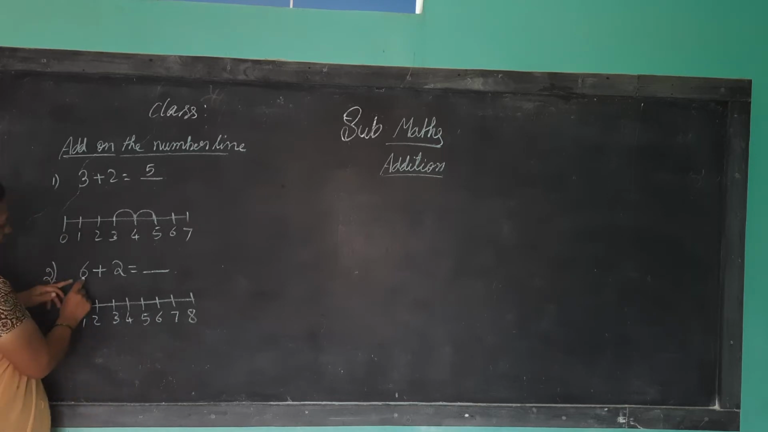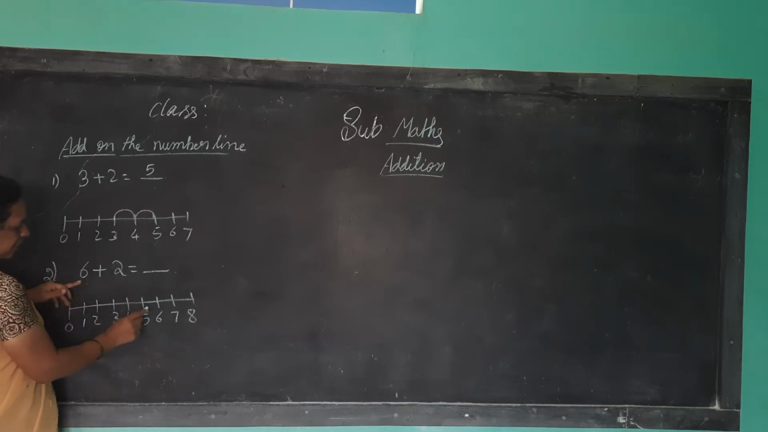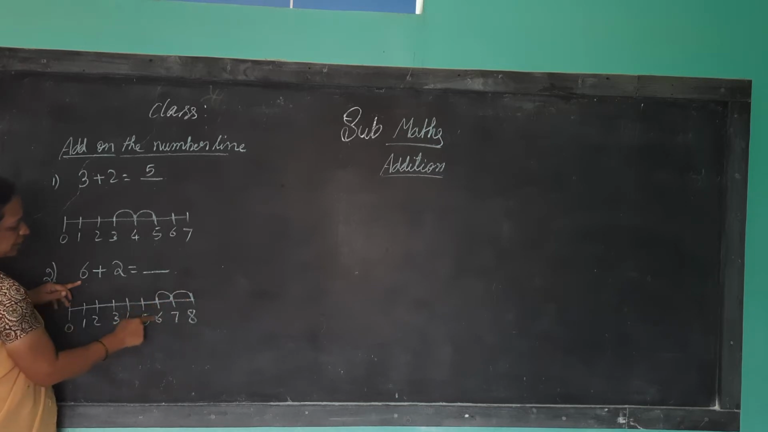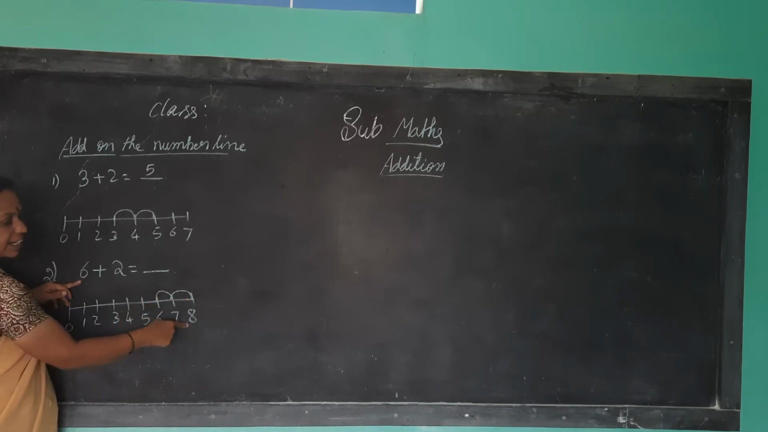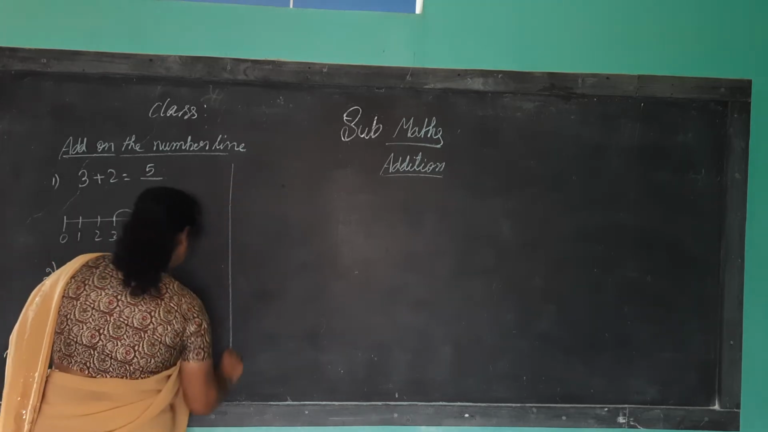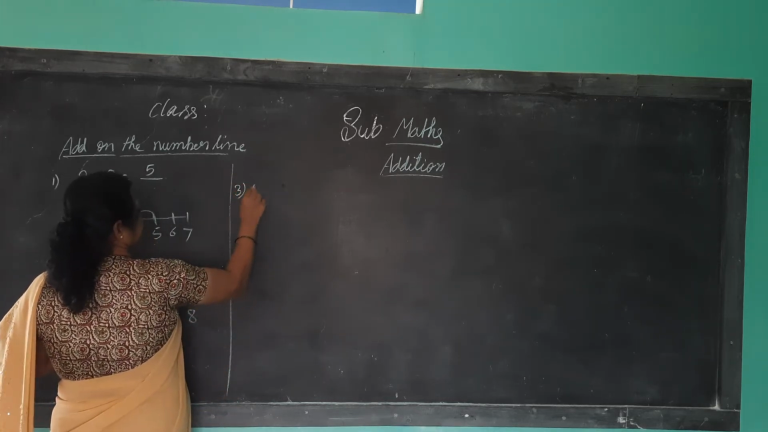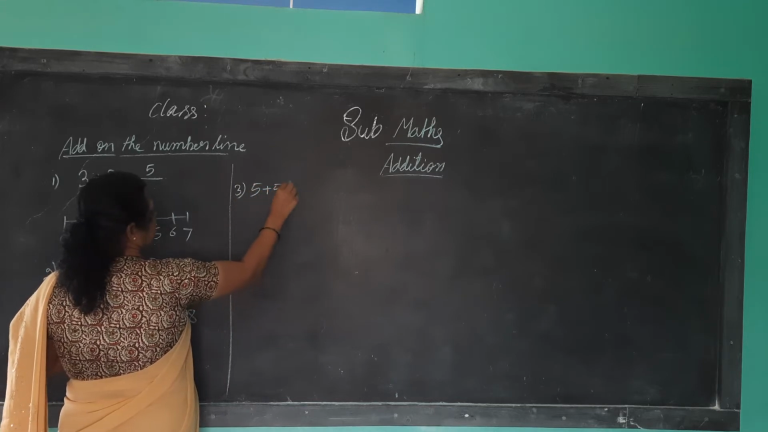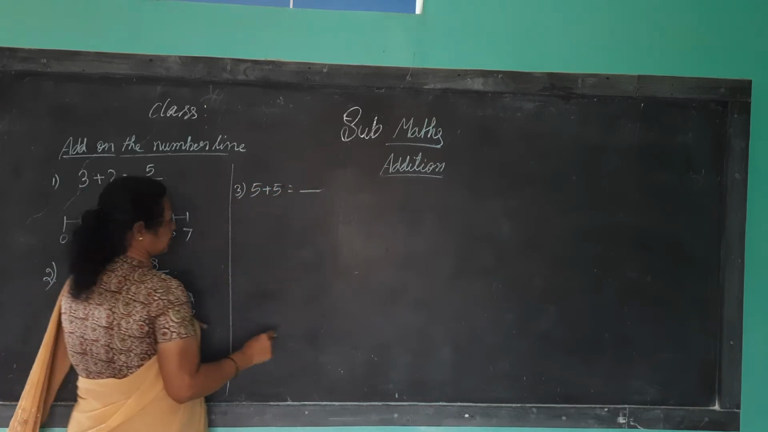Now first number is what? 6. Where is 6? Here is 6. Plus 2: 1, 2. How much, children? 6 plus 2 is how much? 8. Right here, 8. This is one method you learn, children. Enough. Okay. Now.